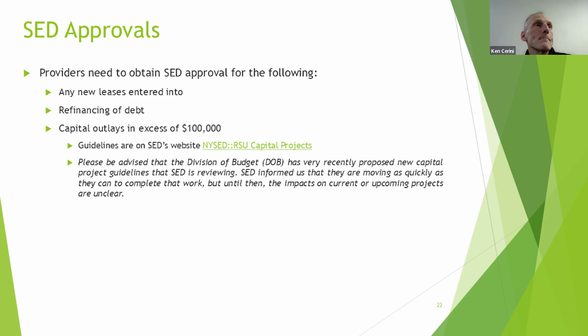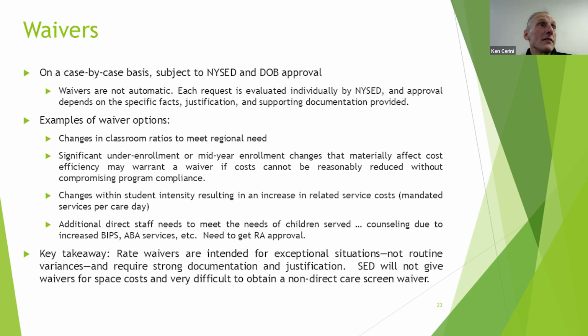Kind of at the tail end of listening to me drone on, from a waivers perspective, waivers are an ability for an organization to go back and ask SED for more money. SED is not big on waivers. Division of Budget definitely hates waivers, and they try to limit what those waivers are for. There are some places where waivers make sense, right?